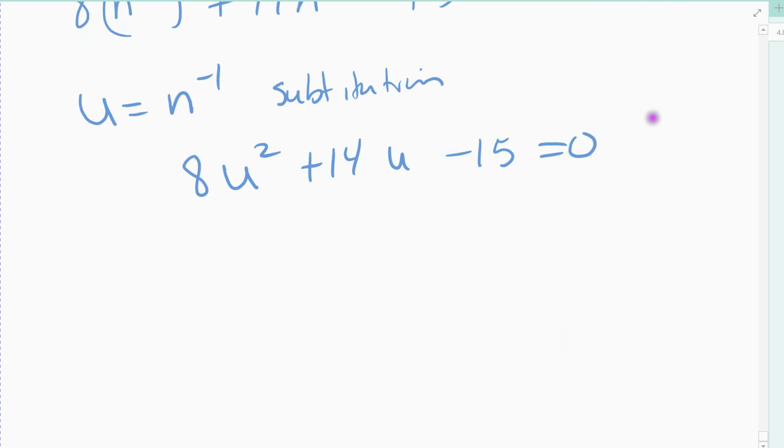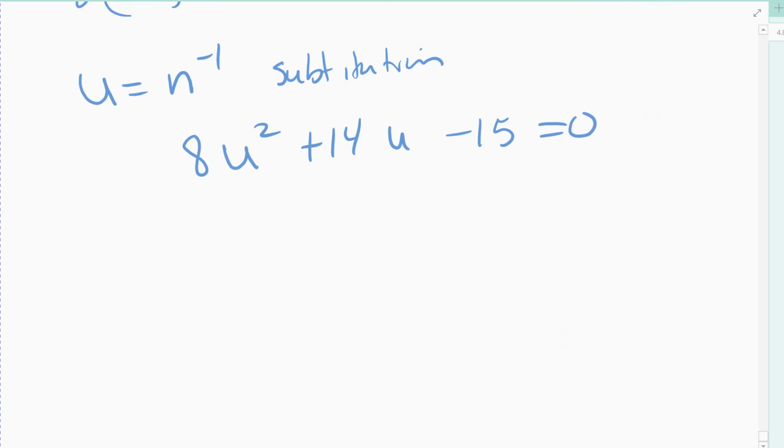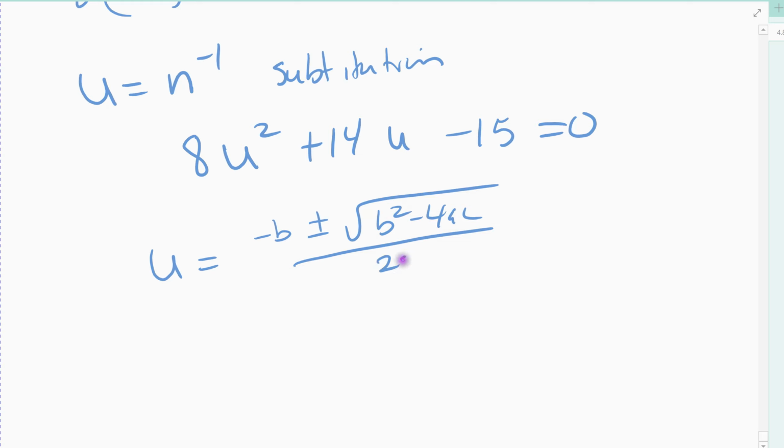Now this one is a little harder to factor, right, but it does actually factor. You might want to use the quadratic equation or one of your other methods, but like I said, it does factor. We'll use the quadratic equation in this case, since this one's a little tougher. All right, so the quadratic equation is the opposite of b, plus or minus the square root of b squared minus 4ac, all over 2a. And it works the same thing even if it's u's.